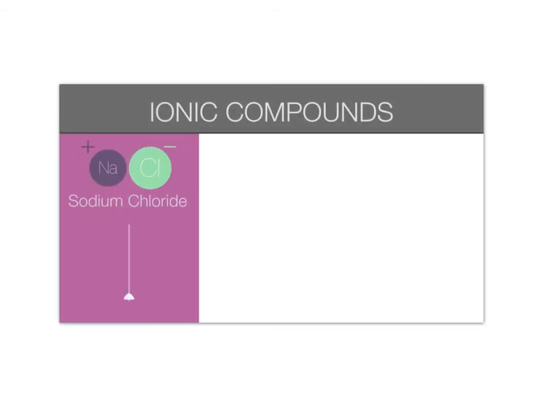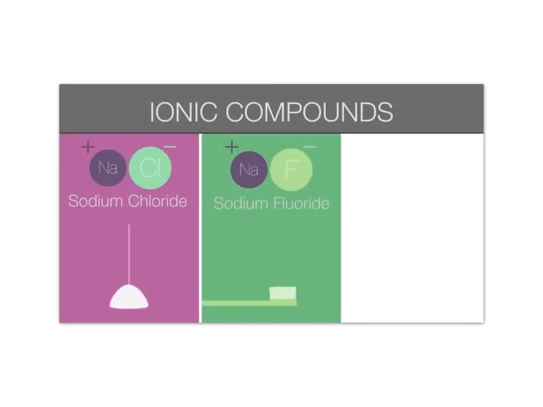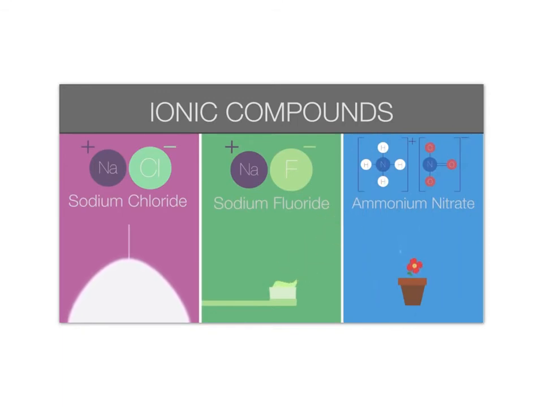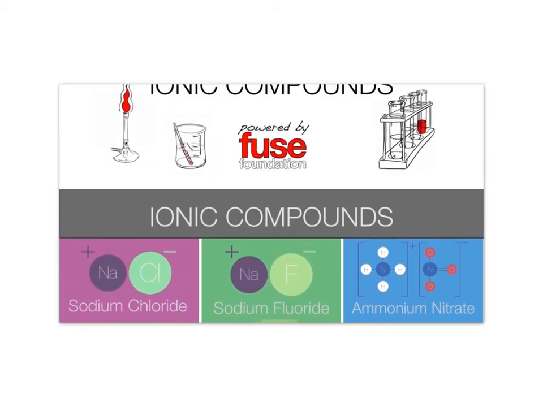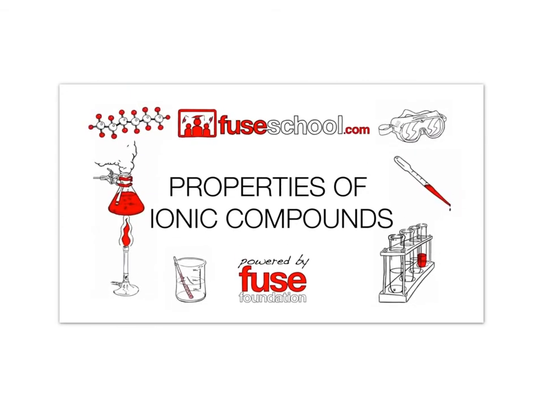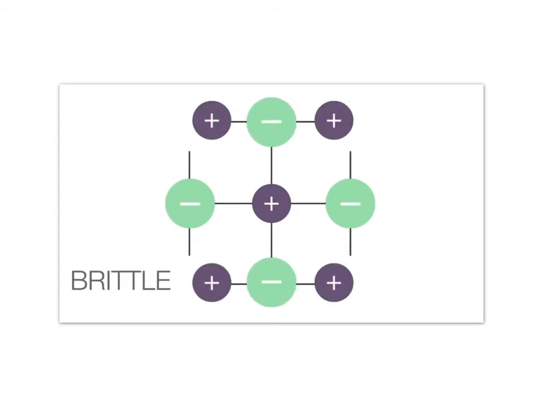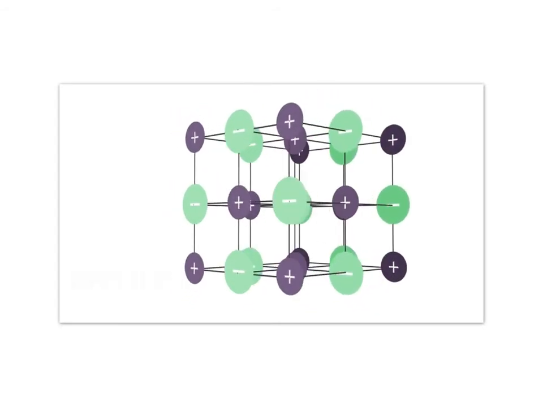Sodium chloride is regular table salt. Sodium fluoride is added to some toothpastes to help strengthen tooth enamel. Ammonium nitrate can be used to fertilize plants. Although their real-life applications are very different, they share a few key properties. In this lesson, we will learn about the properties of ionic compounds. These ionic compounds have very high melting points and are brittle because of their 3D giant ionic lattice structure.